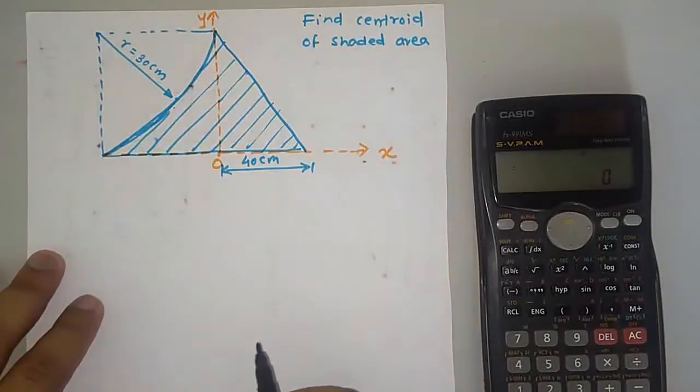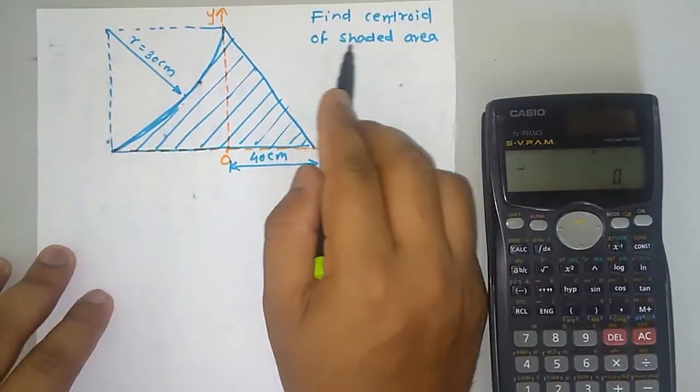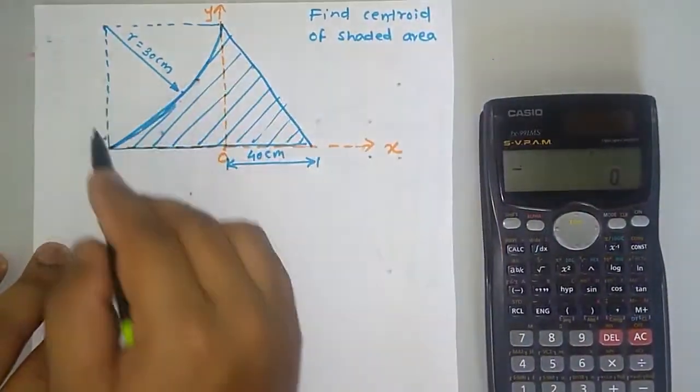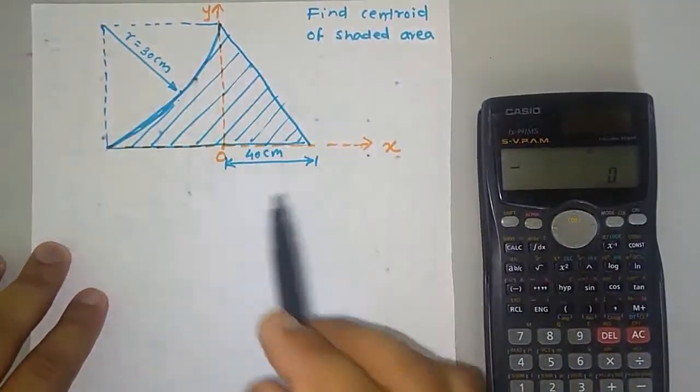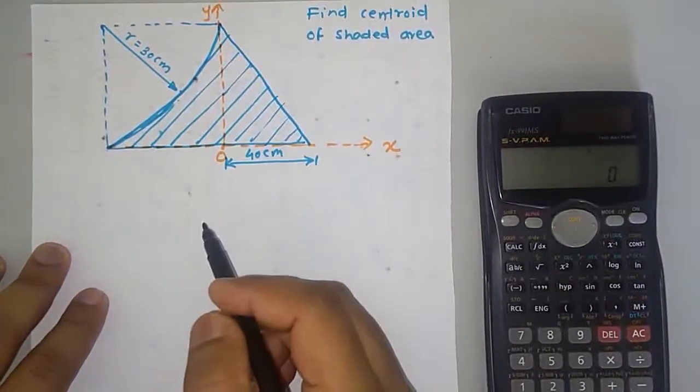Now the last problem from this centroid topic: find the centroid of the shaded area. So this is the geometry given and this is the shaded area. We need to find the centroid of this shaded area. What is the new thing in this problem?